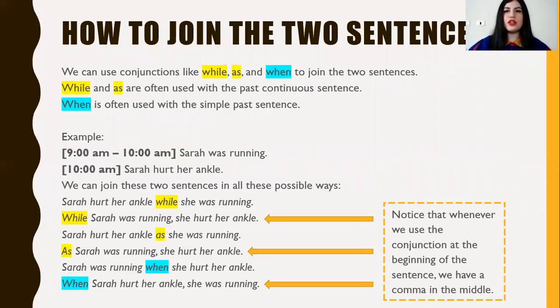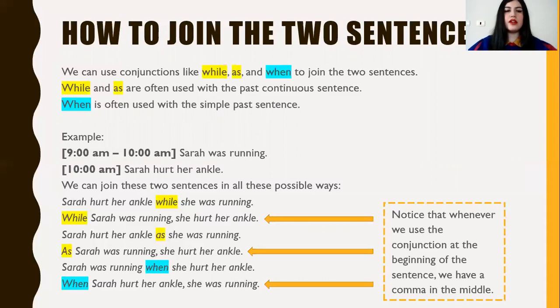And then how do we join these two sentences? For example, we have a sentence in past continuous and the other one in simple past. We can join them depending on which sentence we want to use the conjunction with. So we can use different conjunctions. While, as, and when are the most used ones. While and as are used mostly with the past continuous sentence, and when is used with the simple past sentence. So we can join two sentences in 6 different ways.